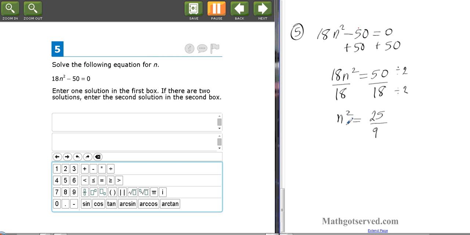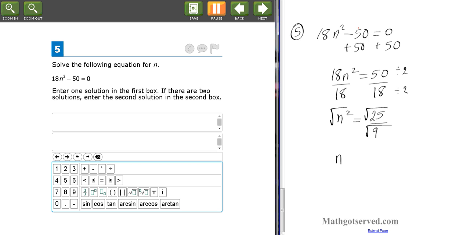Now, to get rid of this square, we'll simply root the left side and then root the numerator and the denominator. You never want to have a fraction as a radical. Okay, that's not a reduced form. So we have n equals, anytime you take the square root of a square, you have to introduce plus or minus. So plus or minus, the square root of 25 is 5 over 3. All right, so our answers are negative 5 over 3 and 5 over 3.